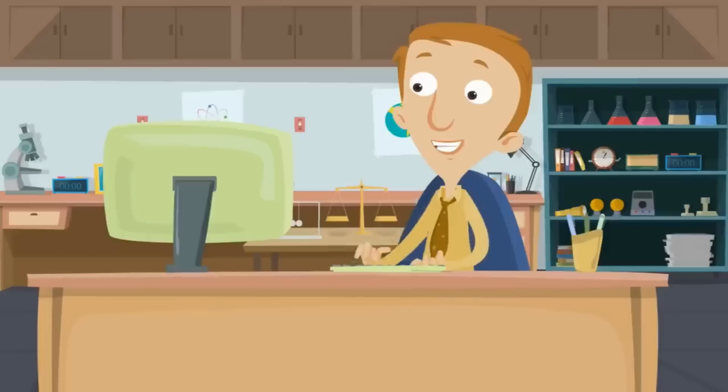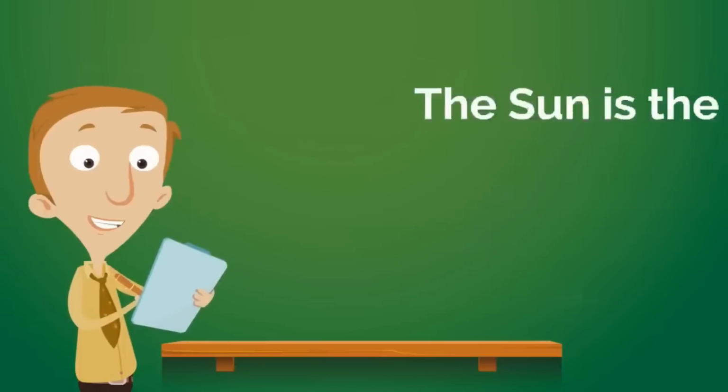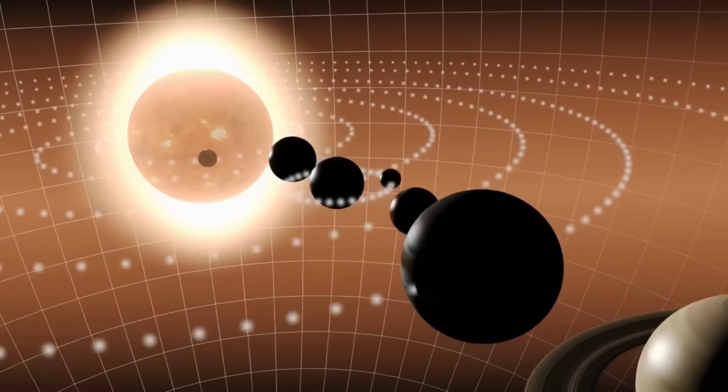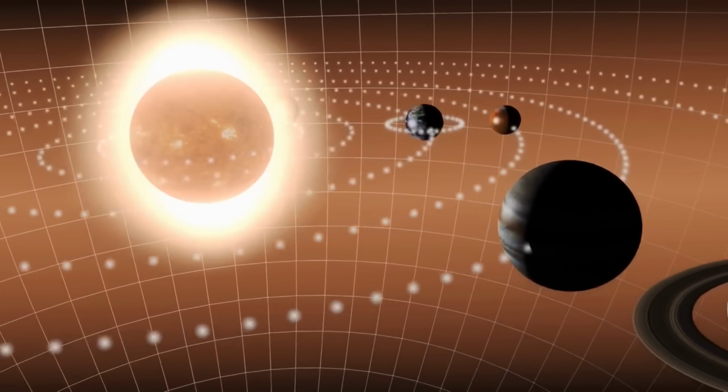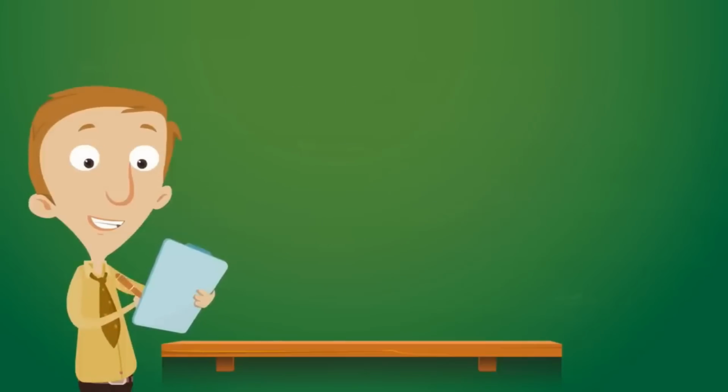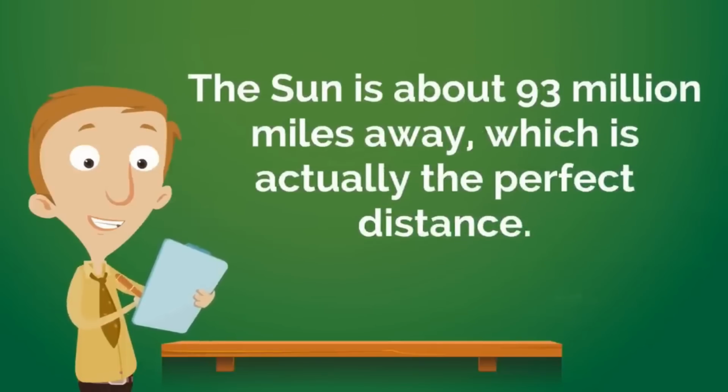It has been so much fun learning about the sun with you. We learned that the sun is the only star in our solar system. Do you remember where in our solar system the sun is? Right in the middle. Yeah. Like other stars, it uses hydrogen as fuel. Thankfully, it has a lot of hydrogen, so it will keep burning and burning for a long time. We learned that the sun is about 93 million miles away, which is actually the perfect distance. If the sun was further away, it would be too cold. If it was closer, this planet would be way too hot.